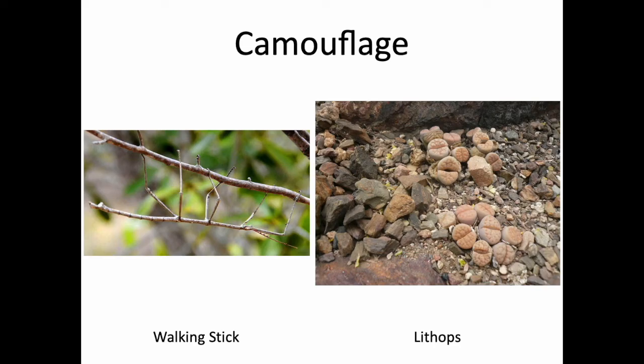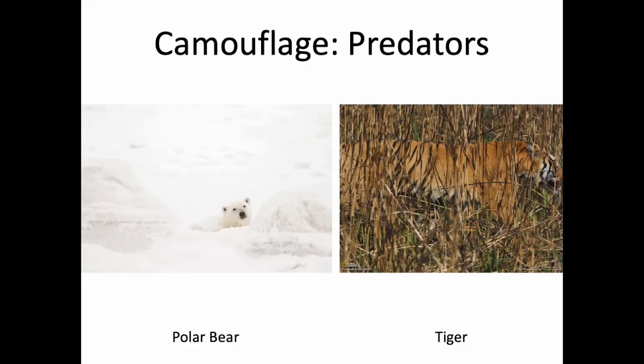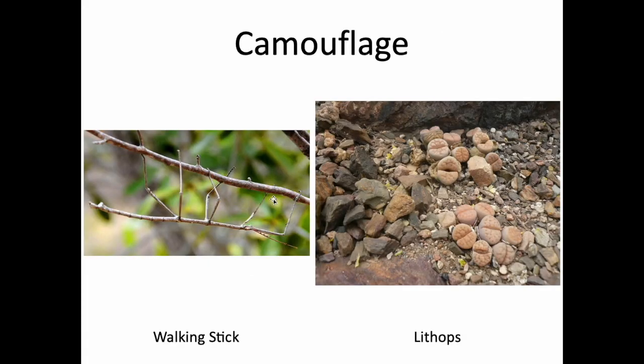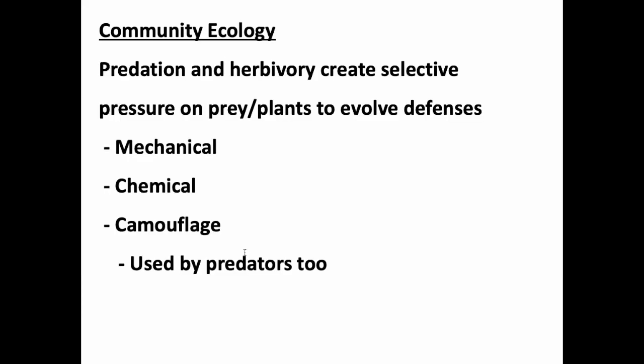Interestingly, camouflage can also be used by predators, so this goes both ways. So yep, there's camouflage in a tiger, camouflage in a polar bear. This is all selective pressure. Why these traits evolved, because there's selective pressure to not get eaten, and there's selective pressure to be able to sneak up on your prey. This is all coming back to stuff from the previous chapter, but yeah, it's important. Camouflage is used by predators too.